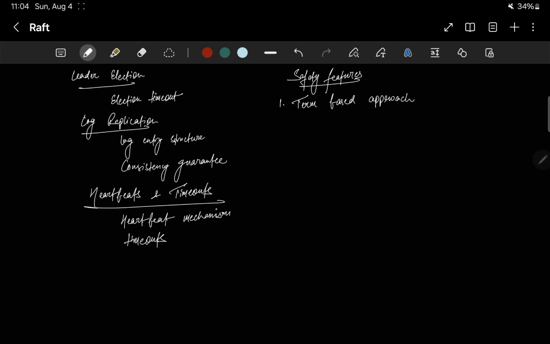Raft operates in terms, with each term representing a unique period of time during which a single leader is elected. Using terms helps Raft distinguish between outdated and current information, ensuring that only the most recent log entries are committed. Okay. And next one is commitment mechanism.